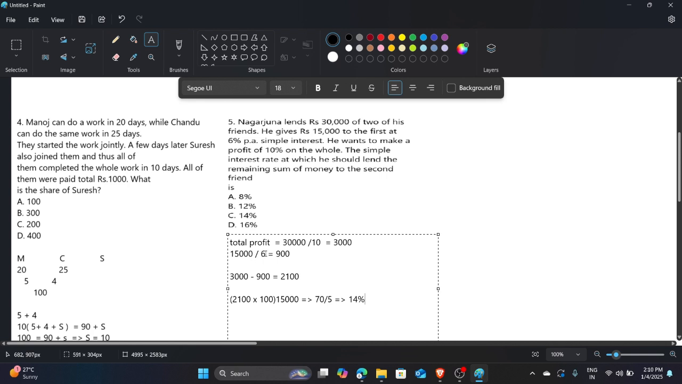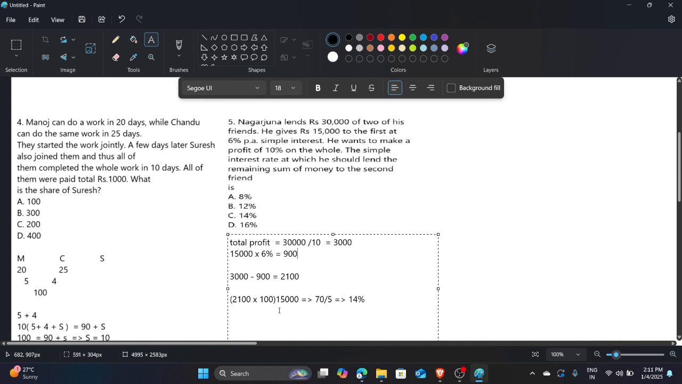Okay, this is the 6%. When you subtract 900 from 3,000, it means the remaining profit he wants to gain is 2,100.